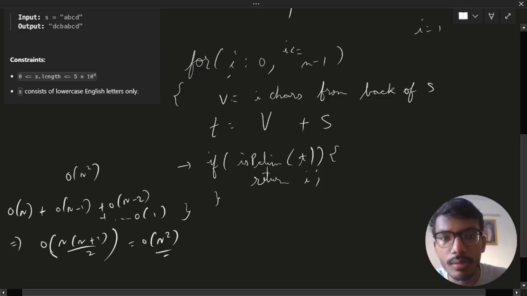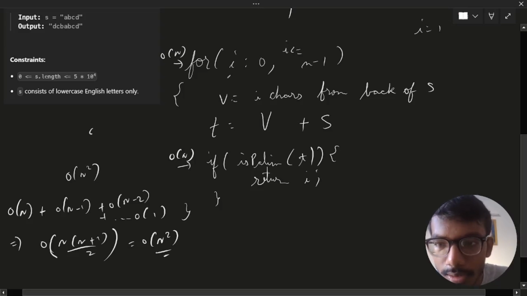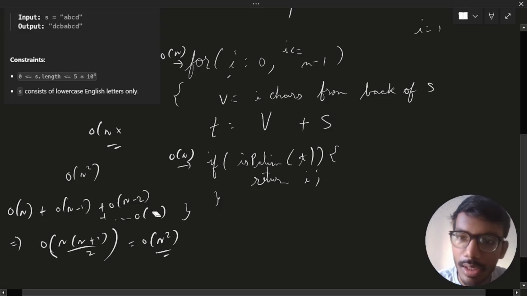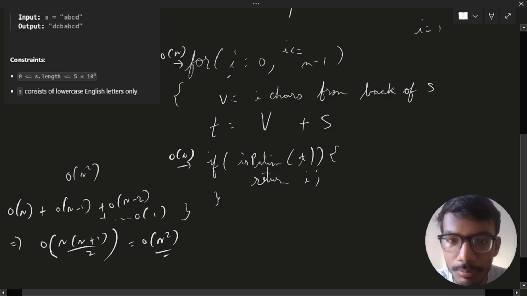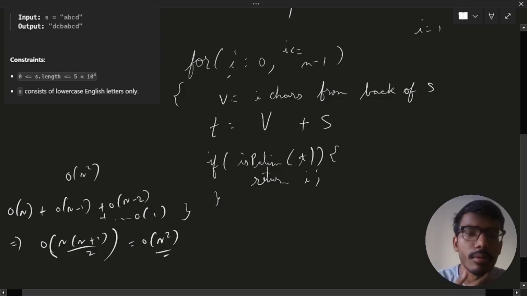Or you can directly see that this outer for loop takes order of n time, and the palindrome check also takes order of n time. So the time complexity is order of n into n. This is how you can build your brute force. So how can you optimize this?